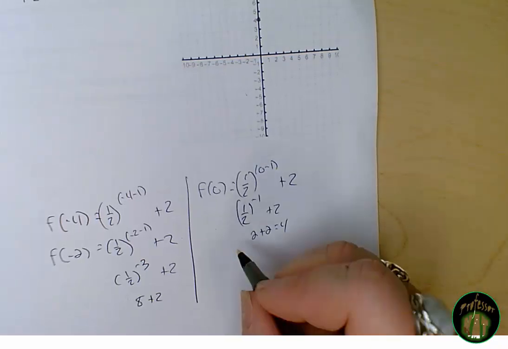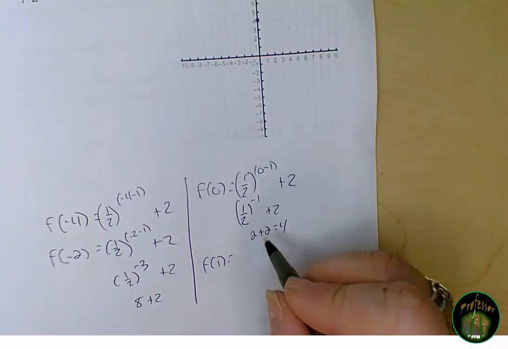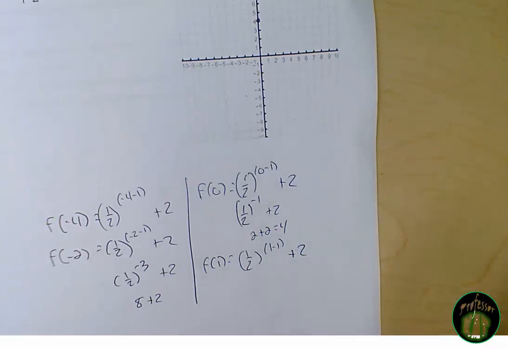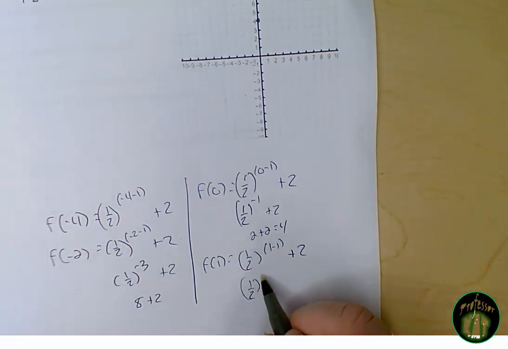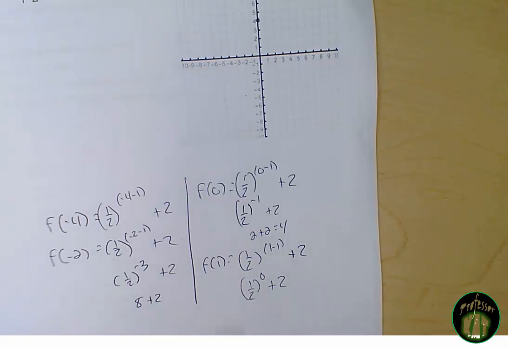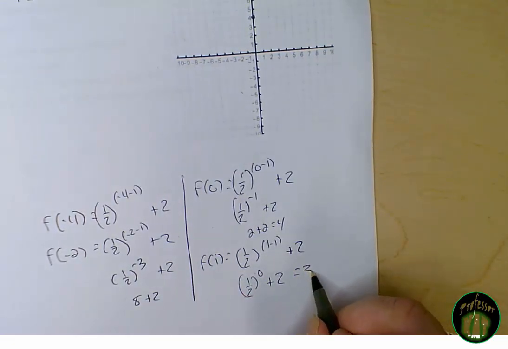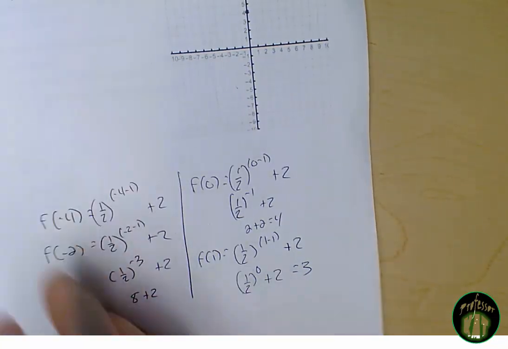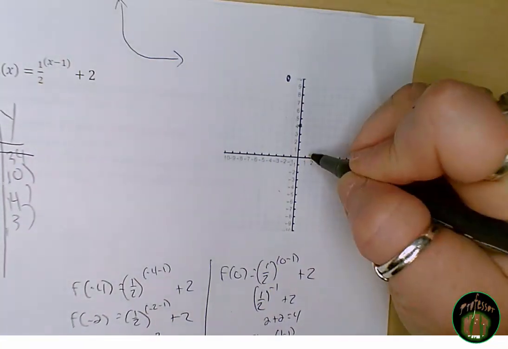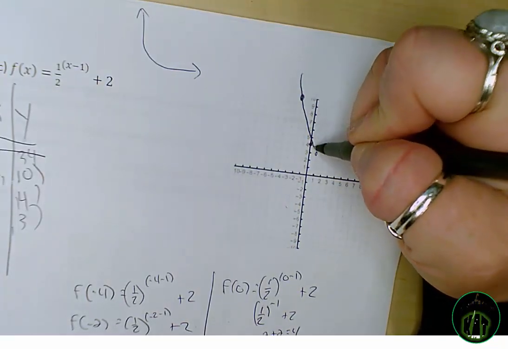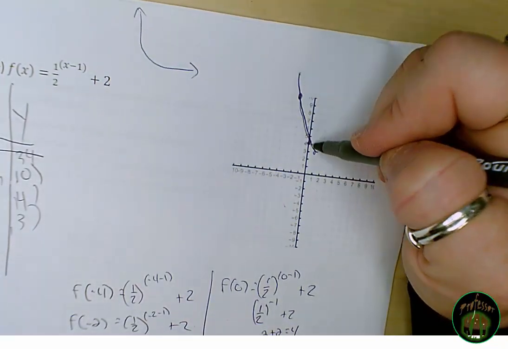Let's plug in a 1. Find f of 1, which is going to be (1/2) to the 1 minus 1 plus 2. Now 1 minus 1 is just 0, and anything to the 0 power is 1. So this is really just 1 plus 2, which is 3, giving us the point (1, 3). So I can see here my graph is decreasing the more I go left to right.